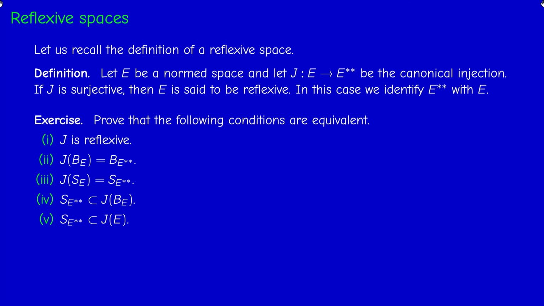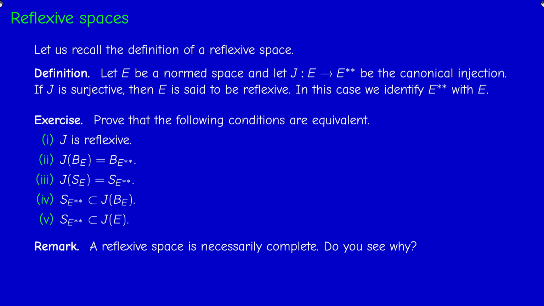So please take a paper and a pen and prove these simple equivalences. You may want to do a circular proof: 1 implies 2, implies 3, implies 4, implies 5, implies 1. It's very important to understand that. And also as an exercise, prove that a reflexive space is necessarily a Banach space. Okay? Try to think why this is true.